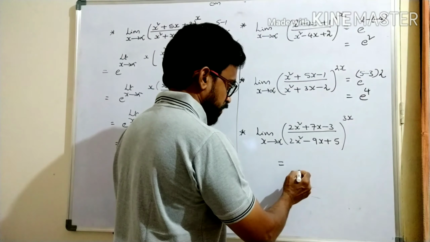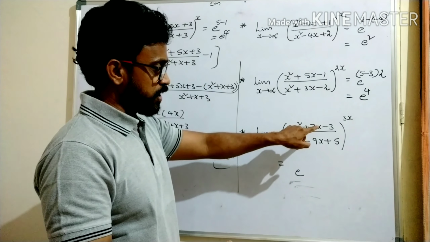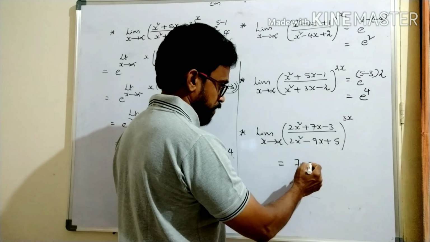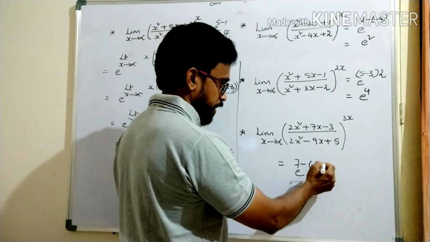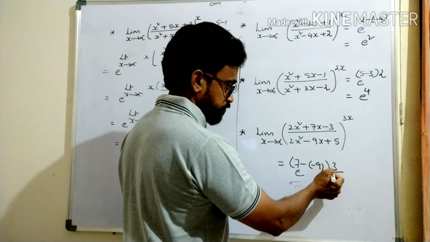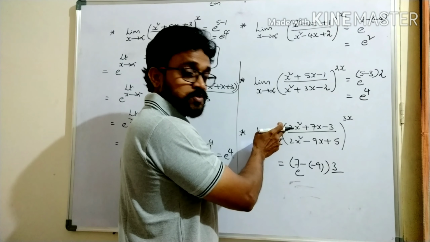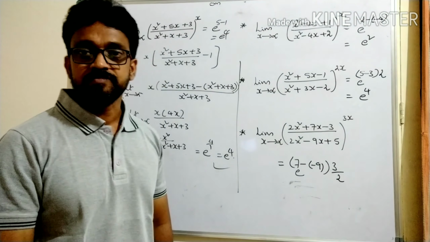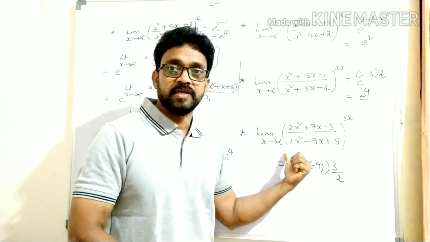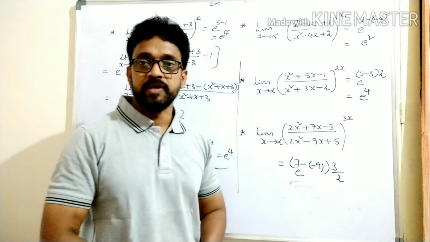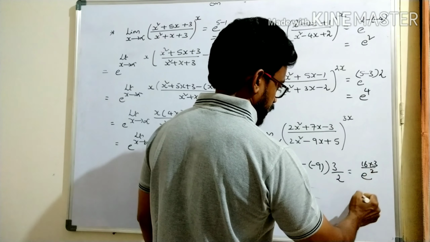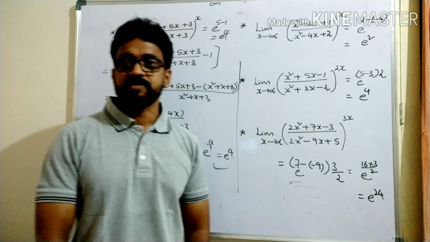Now I will tell a very simple technique. e power, same as before, what is the x coefficient here? 7. Here, minus 9. Now I write 7 minus of minus 9, into the x coefficient of the power, 3, divided by the x square coefficient, 2. In the previous problems the x square coefficient was 1, so there was no difference. But here the x square coefficient is not equal to 1, that is why we write 2 here. Now finally we get the answer e power 16 into 3 by 2, finally e power 24 is our answer.